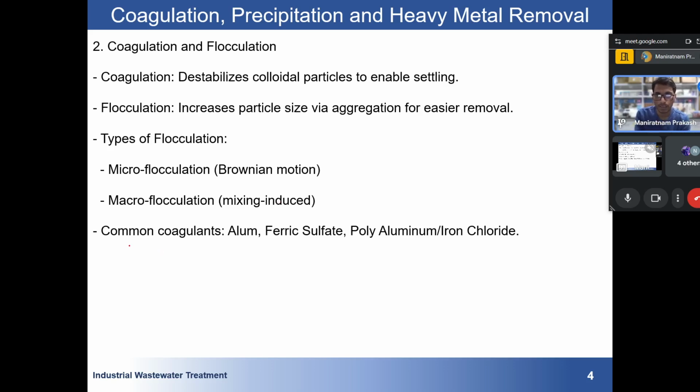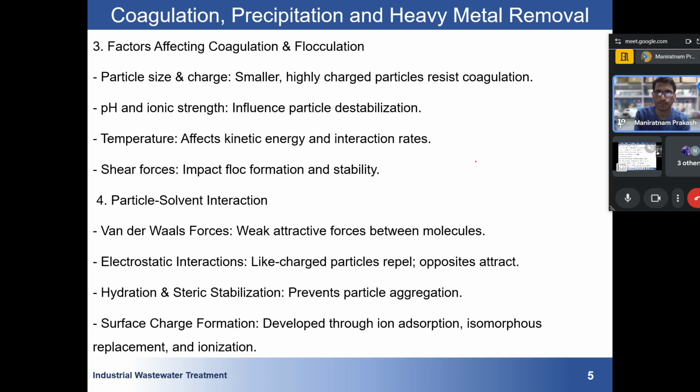Common coagulants are alum, ferric sulfate, and polyaluminum chloride. Every coagulant has a particular pH range. For example, alum will work in the pH range of 5 to 7. Similarly, there is ferric sulfate, and polyaluminum or iron chloride. Every coagulant has advantages and disadvantages that you should know. Factors affecting coagulation and flocculation are particle size and charge.